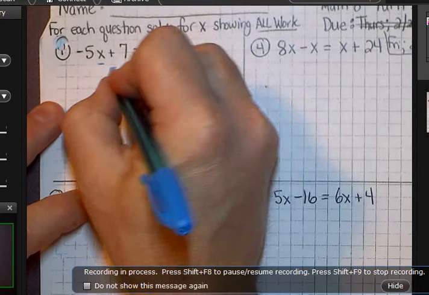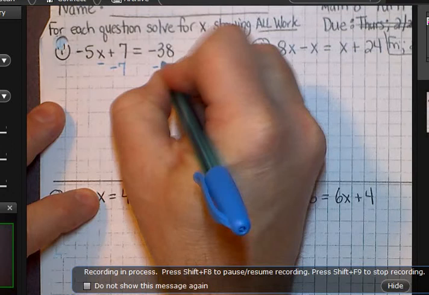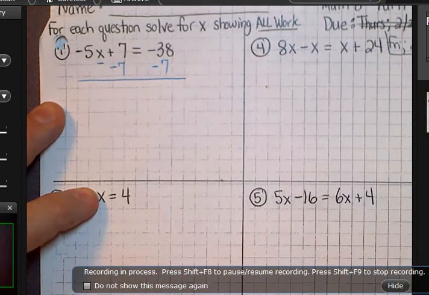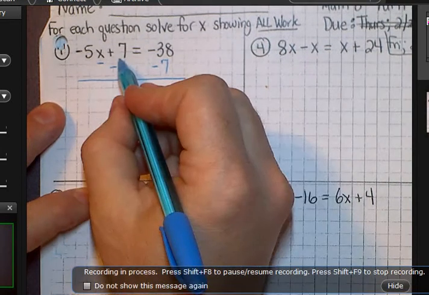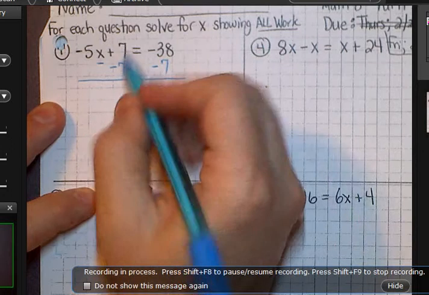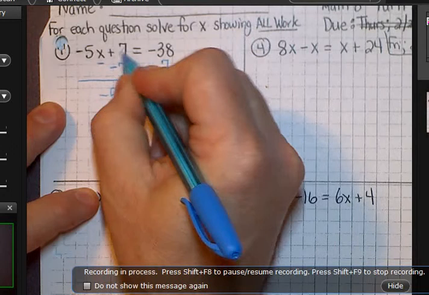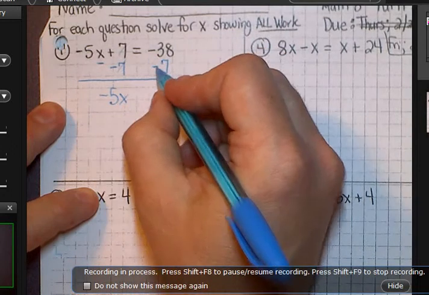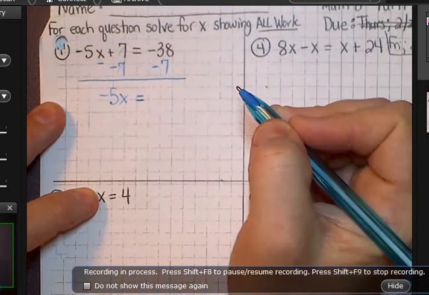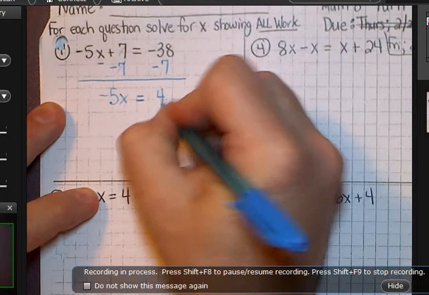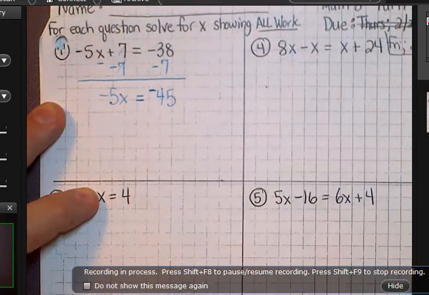I'm going to undo any addition and subtraction that I see first by doing the inverse operation. So I'm adding 7 to x, so I'm going to subtract 7. Carrying down the result, I get a negative 5x. The 7's will cancel. You get a negative and a negative. So on this side, when you're putting two negatives together, you add the numbers and keep the sign. So I get negative 5x is equal to negative 45.